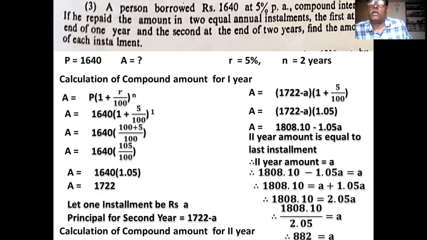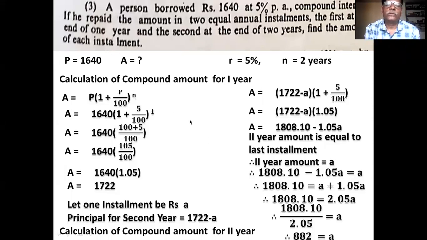What is A? A is one installment. Because of space problem, I have not recorded the answer. You write the answer: one installment is equal to 882 rupees. You write it. This is the answer. This is the third problem I solved. The second problem I told you people to solve.